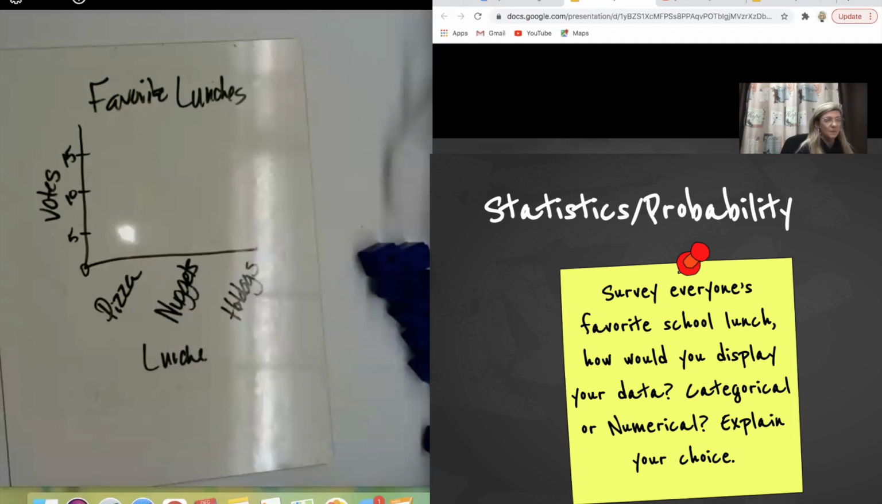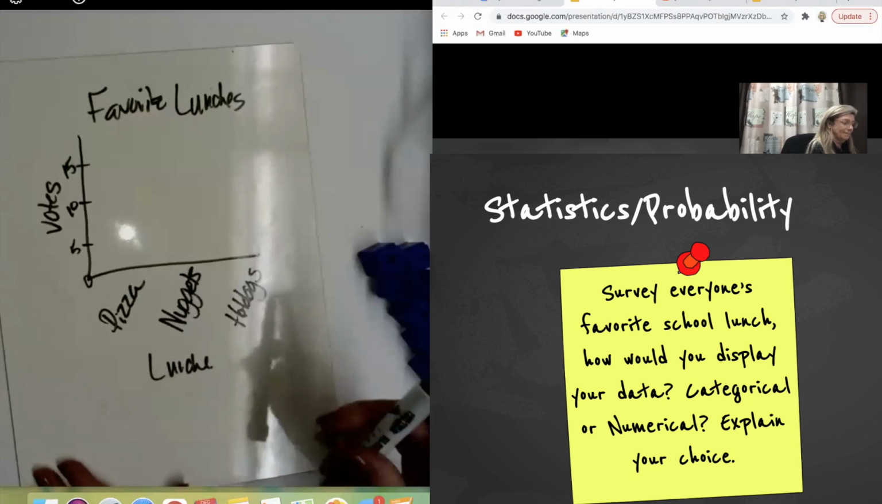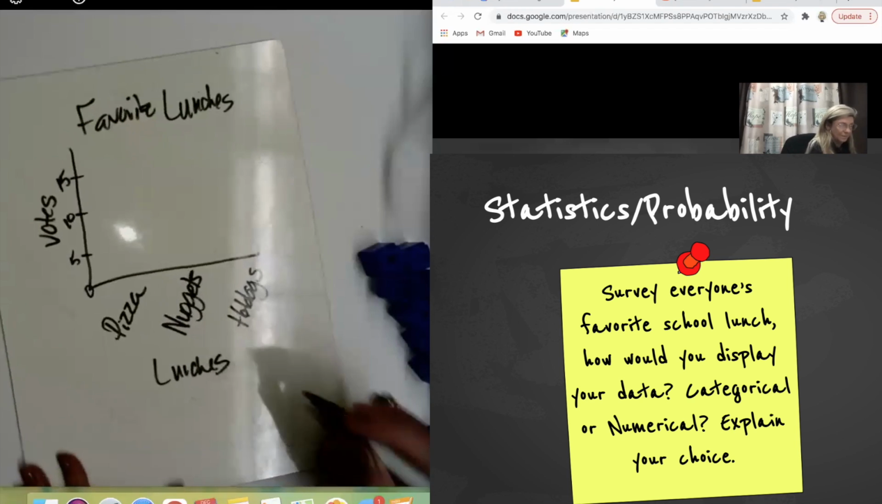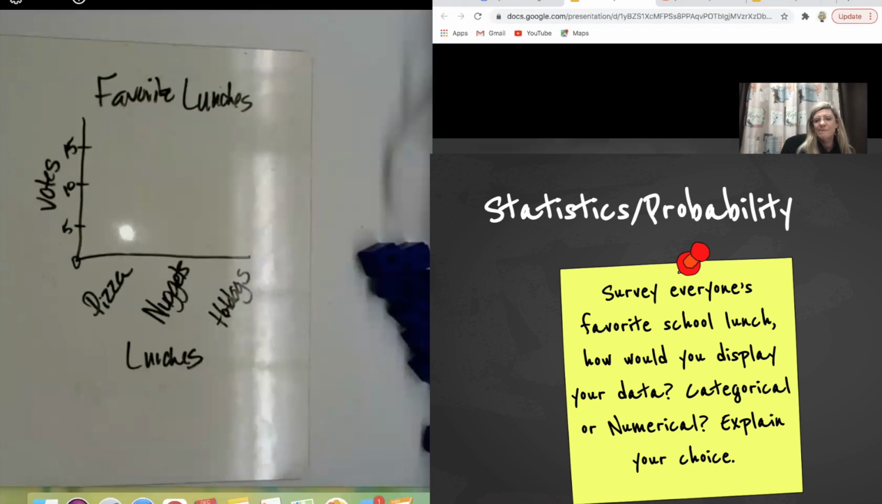That's how I understand it. I guess it really depends on the type of question that you're going to ask, which way you're going to do it. You're going to take your numbers and make it into a graph, but I'm sure they'll have to do the tally marks first. Yes, you're still working with numbers. You're still getting a number. You're getting a count of pizza, a count of nuggets, a count of hot dogs. But the question you're asking is a categorical question.